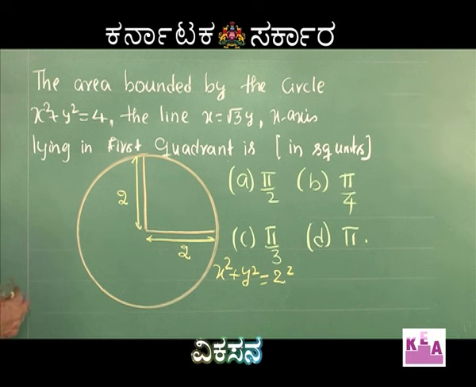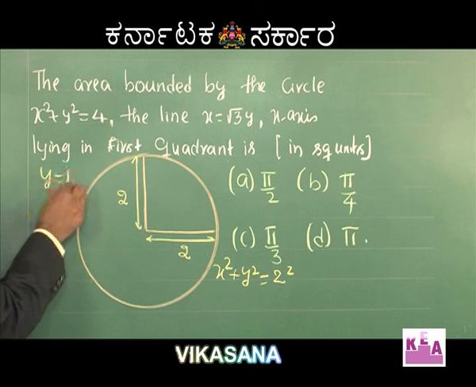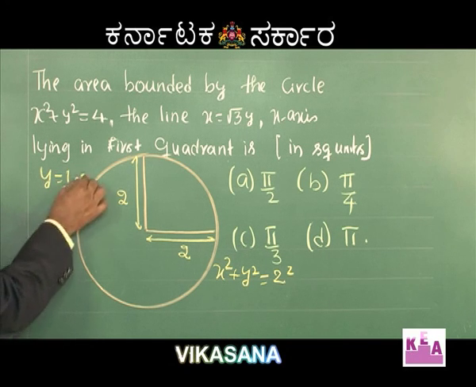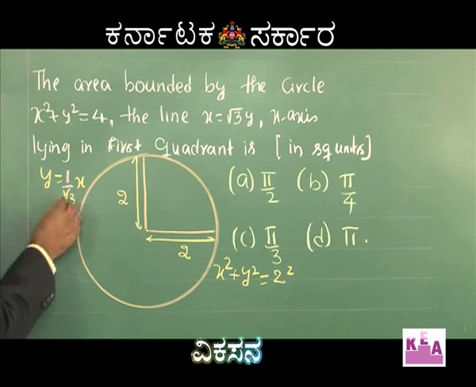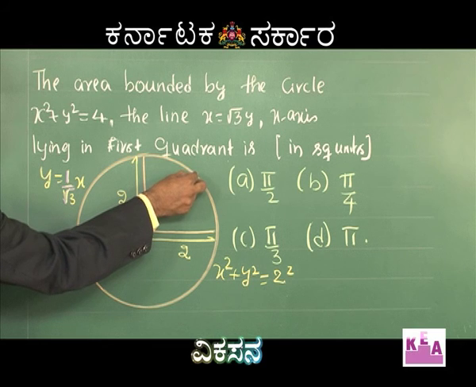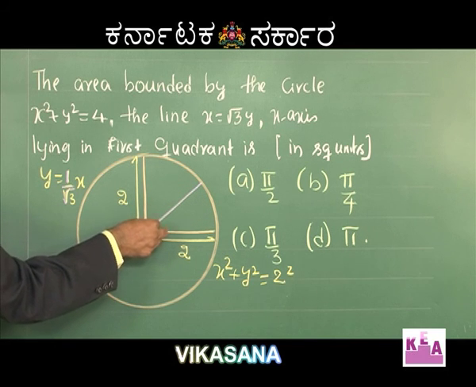x is equal to root 3 y. x is equal to root 3 y means y is equal to 1 by root 3 x. y is equal to 1 by root 3 x is a line passing through origin making an angle of 30 degree with positive direction of x-axis. Do you agree with me? This is the line. Is that correct?